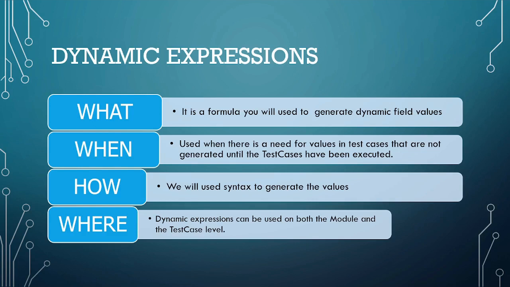We use dynamic expressions when we do not want to hard code, or we do not want only static values to be populated. This is done at runtime, or during execution. You create a syntax in such a way that the values that come will be random values, and they come only at the time of execution. And how will we do that? We will do that using syntax to generate the values.